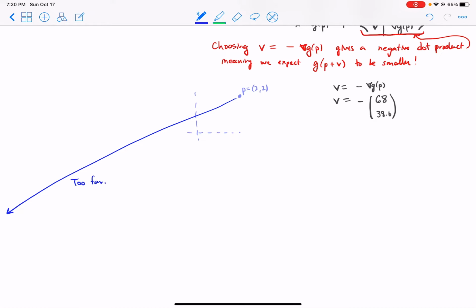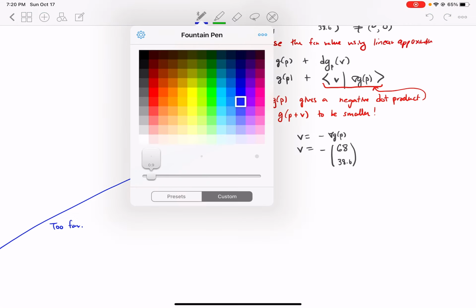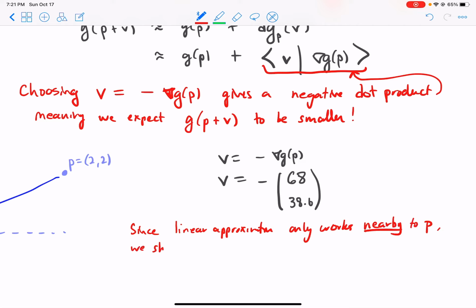So linear approximation is the formula we're using. So we should only step some small amount, okay? And so I will write that. Since linear approximation only works nearby to p, we should step a shorter step. Okay, so what does that mean?